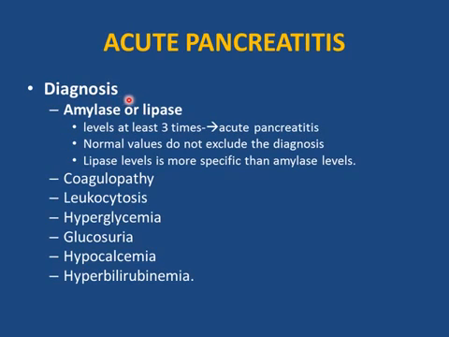Diagnosis of acute pancreatitis: amylase and lipase, they are elevated. The level at least 3 times more than normal in acute pancreatitis. Remember that normal value of amylase or lipase do not rule out or exclude the diagnosis of pancreatitis. Lipase, however, is more specific than amylase. Coagulopathy, leukocytosis, hyperglycemia, glucosuria, hypocalcemia, hyperbilirubinemia.